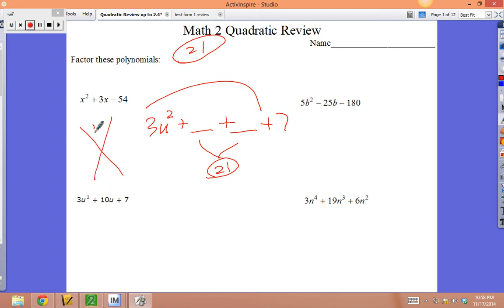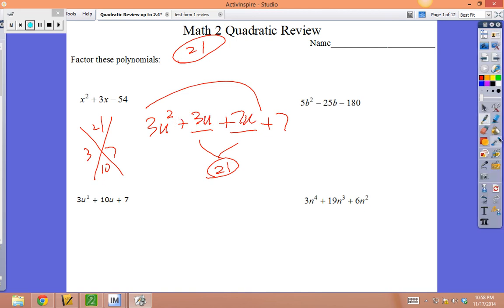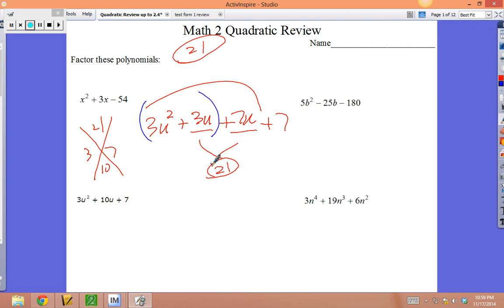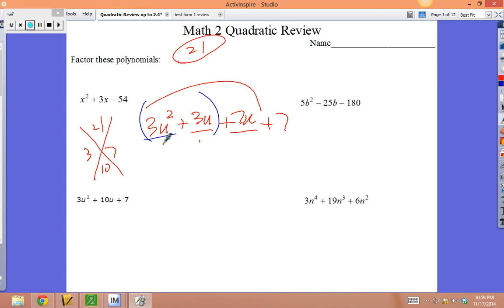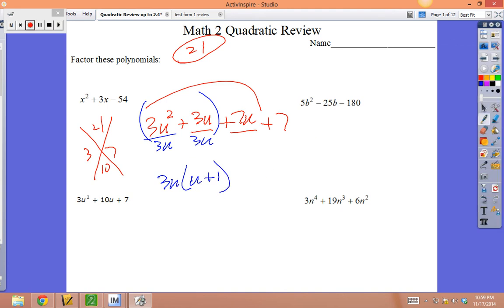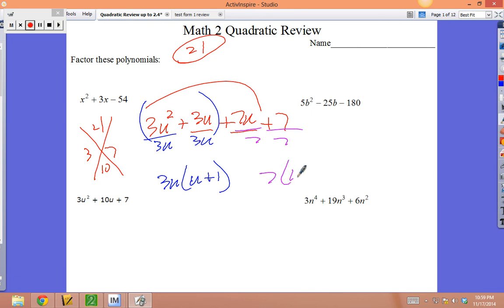So your template, multiply to give you 21, add to give you 10, it's got to be 3 and 7. So I'm going to put, the order really does not matter, 3u plus 7u. I put the 3 here because it is next to the 3, and the 7 is next to the 7. So now you're going to group them. You do 2 of them at a time, and you see what you can divide out. I need to divide out the greatest common factor. So I'm going to divide that by 3u, and it is going to be 3u times (u plus 1). This next group, you're going to divide them both by 7. 7 times (u plus 1).